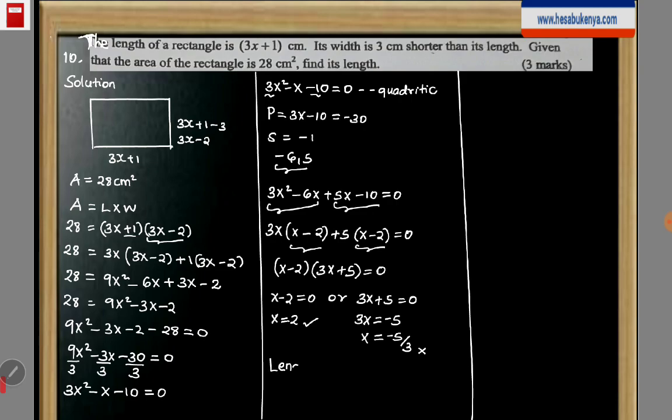Now the question requires us to get the length of the rectangle, and from the statement, the length is equal to 3x plus 1. So this will be equal to 3 times 2 plus 1, which is equal to 6 plus 1, which gives us 7 centimeters as the length.